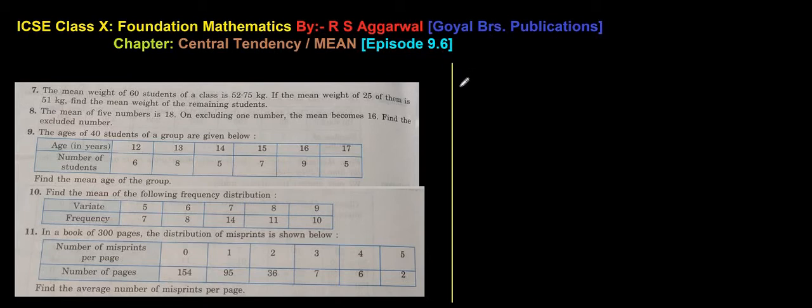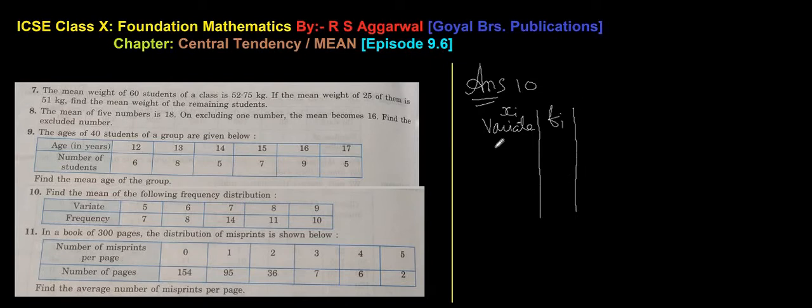Sum number 10, find the mean of the following frequency distribution. So we'll write here answer 10. The variate is given, that will be our xi, and the frequency is given, that is our fi. So in the examination also you have to do it in this manner.